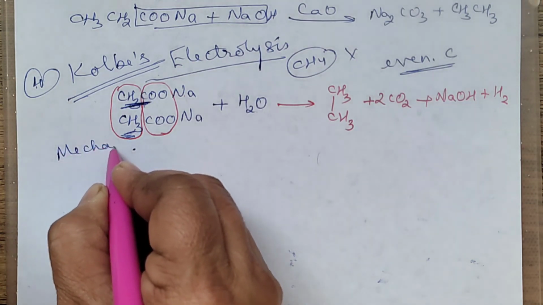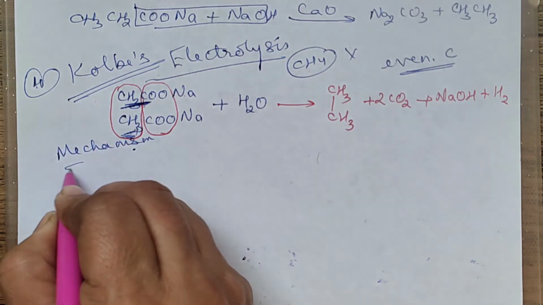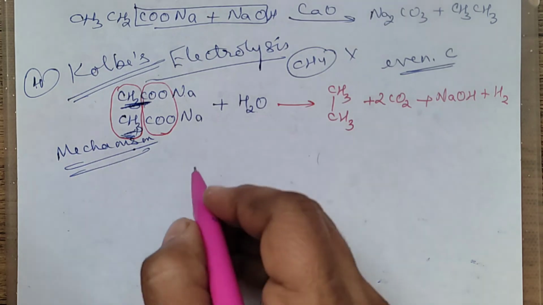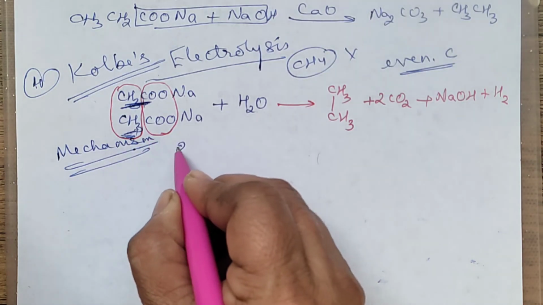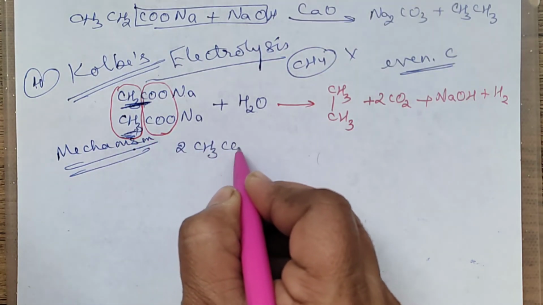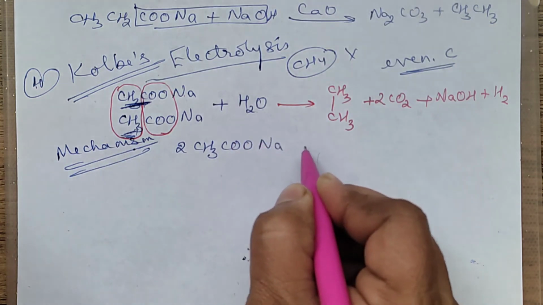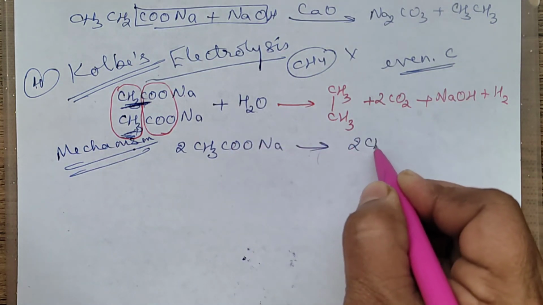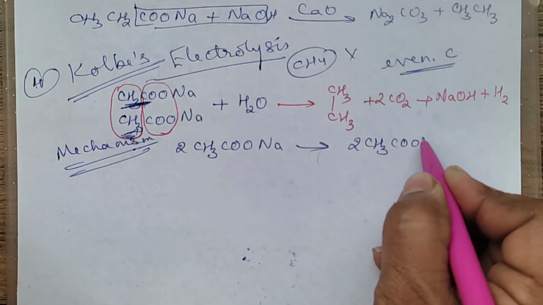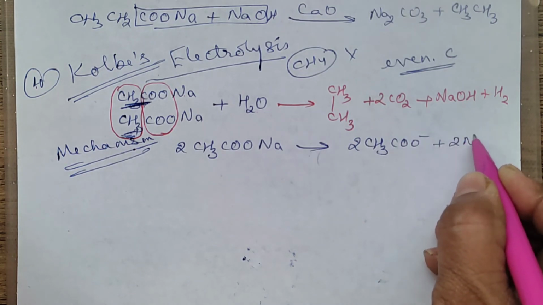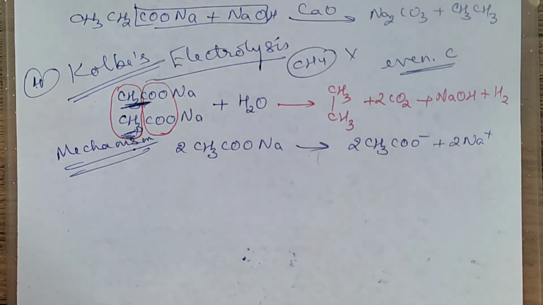What exactly happens in this reaction in Kolbe's electrolysis? First thing is we have used 2 moles of it. So we will write down 2 molecules of sodium acetate. They will ionize. When they undergo ionization, it will form 2 Na plus ions and 2 acetate ions.